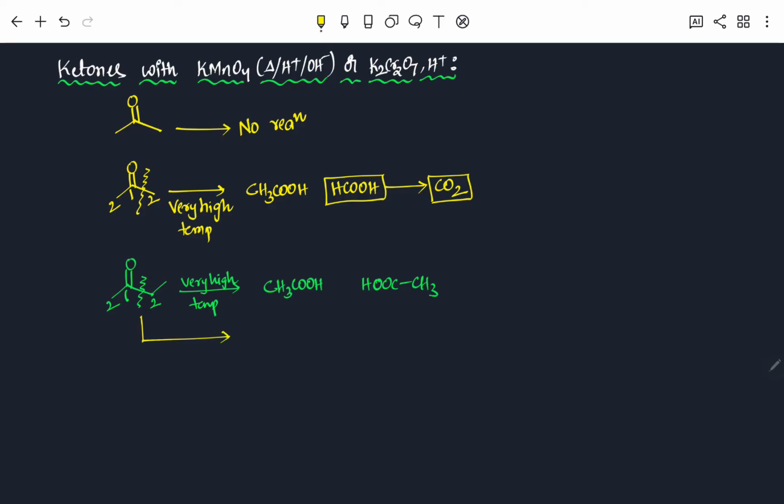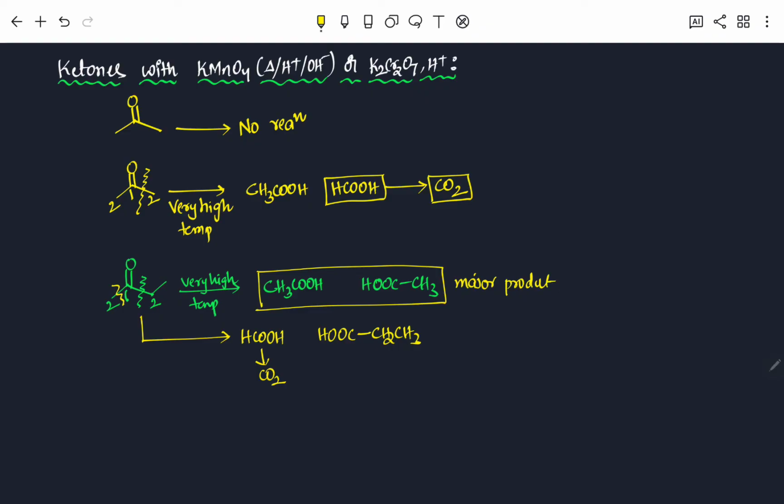Another possibility, we can break this bond also. The left group is converted to formic acid, which further undergoes oxidation to CO2, and the right group is converted to propionic acid or propanoic acid. So among these two possibilities, we have to consider this as the major product. This is the major product. It is based on Popoff's rule.